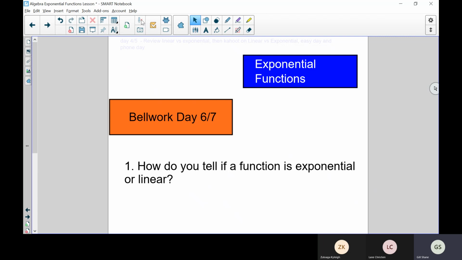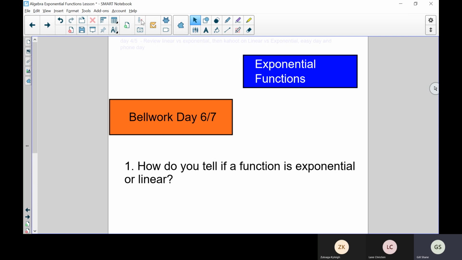So if it is a table, that's when we have a pattern of multiplication, but it is only in the y values. The x values, for this class, are just always going to be going up by 1. So you have to look at the y values. If there's a pattern of multiplication, that is exponential. If the pattern is addition, you're adding the same number each time, that's linear.